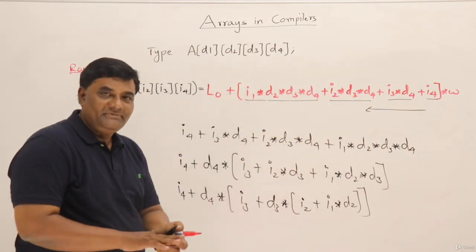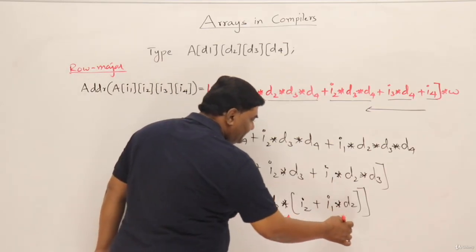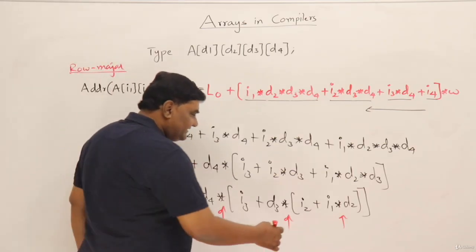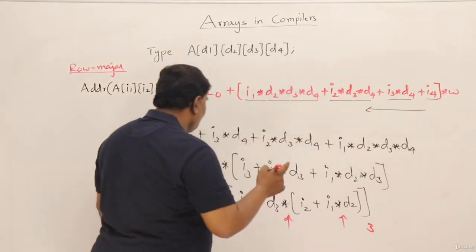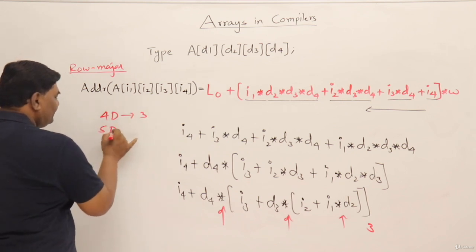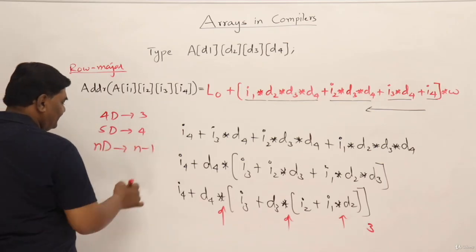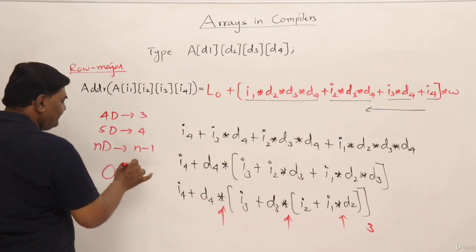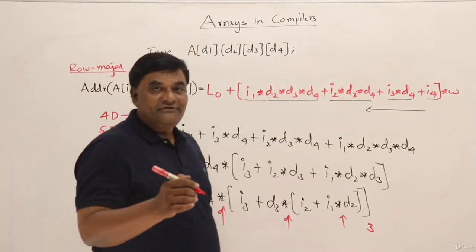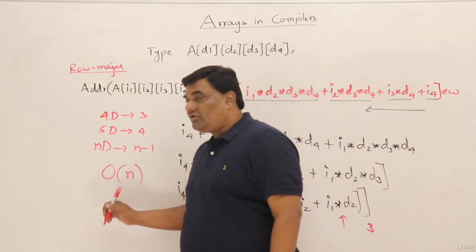Now this is the same thing that is inside the brackets. So let us see how many multiplications are there. This is 1, 2 multiplications, 3 multiplications. So for 4 dimensions, there are just 3 multiplications. For 4D, 3 multiplications are there. And for 5D, there will be 4 multiplications. So for nD, there will be n minus 1 multiplications. So total time for performing multiplications will be order of n. So this formula reduces the number of multiplications from n square to order of n.